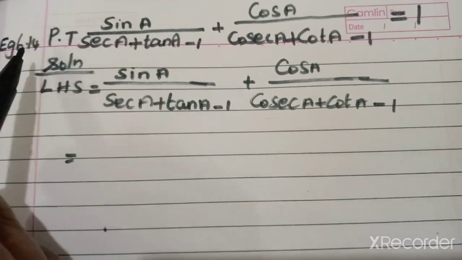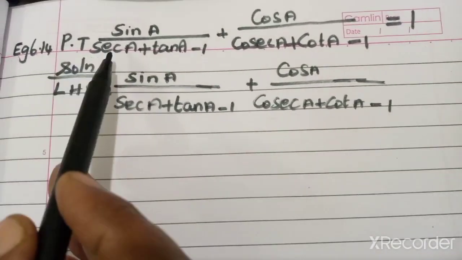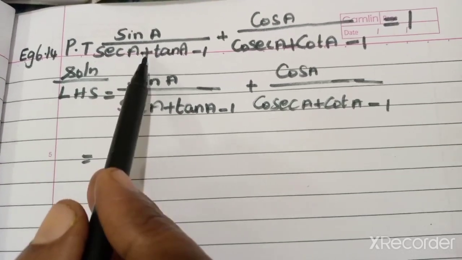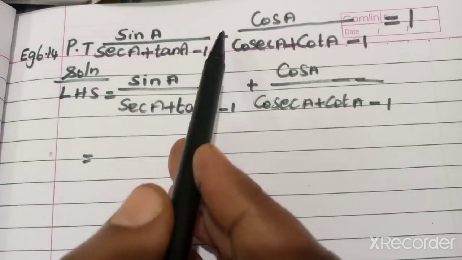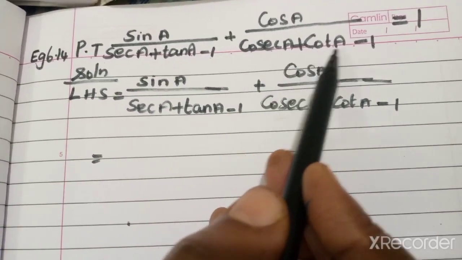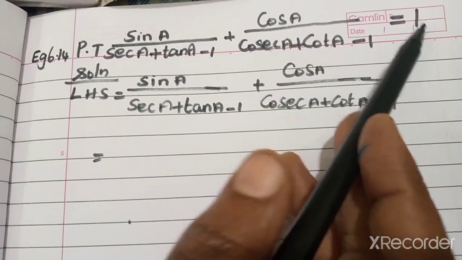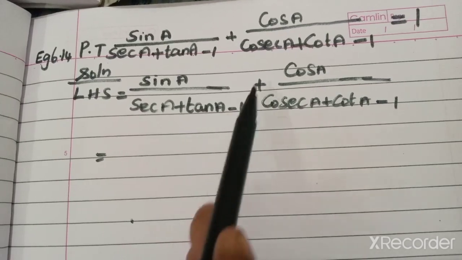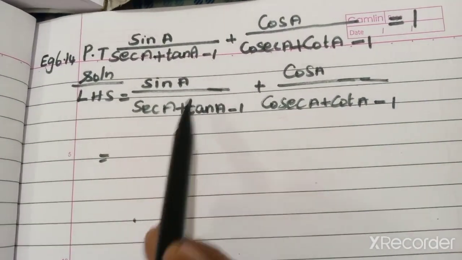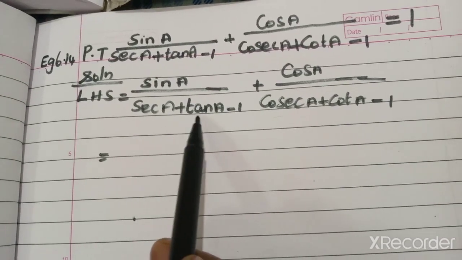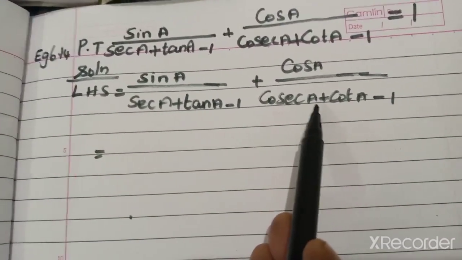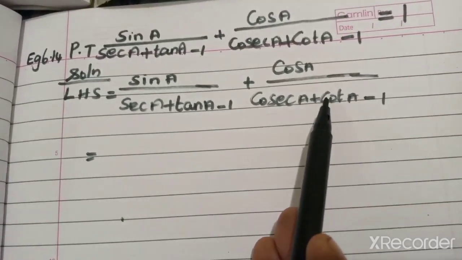Next, let us do the example 6.14. Okay, what is the 6.14 now? Prove that sin A by secant A plus tan A minus 1, plus cos A by cosecant A plus cot A minus 1, is equal to 1. Let us take the LHS side and we have to bring the answer 1. Okay, what is the LHS? Sin A by secant A plus tan A minus 1 plus cos A by cosecant A plus cot A minus 1.